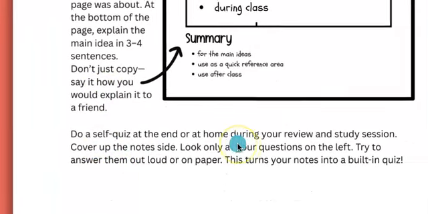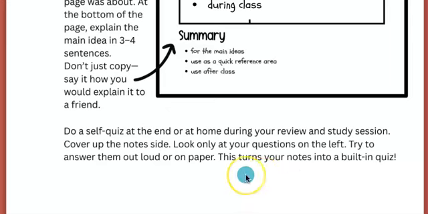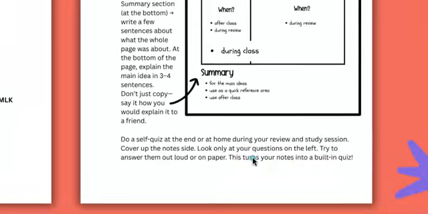Do a self-quiz at the end or at home during your review and study session. Cover up your notes, and then try and look at only the questions on the left-hand side. So if you're just looking at your Q questions and you can answer them, boom, you have just created a built-in quiz. And if you can answer them, congrats, you know the material.